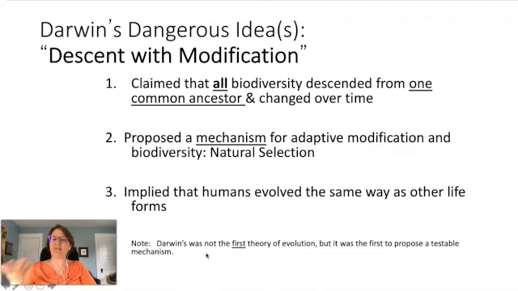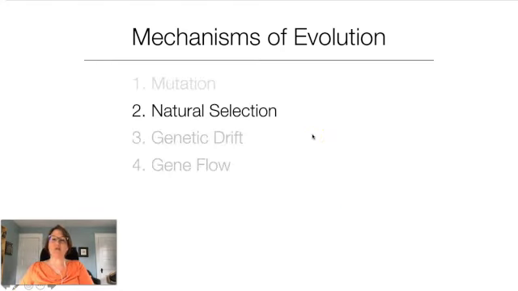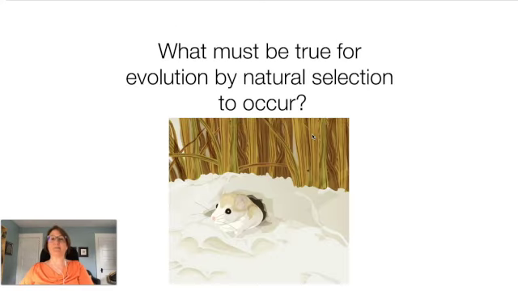It's important to remember, if you're a historian of science, that Darwin's was not the first or the only theory of evolution or change over time, but it was the first to propose this testable mechanism, descent with modification. So what causes populations or allele frequencies to change in a population over time? There are actually 4 different mechanisms of evolution. Mutation, genetic drift, and gene flow are mechanisms that we'll talk about later, but this afternoon we're going to focus on natural selection.